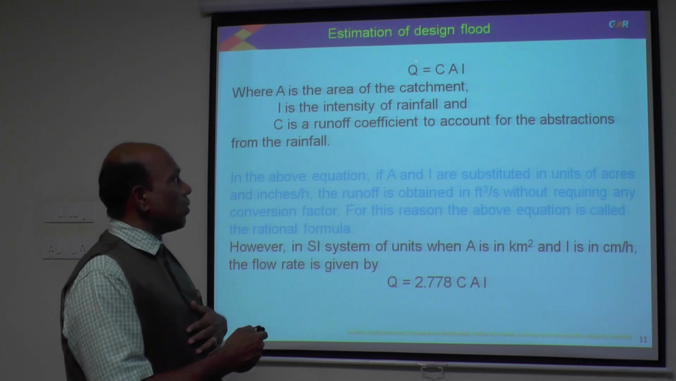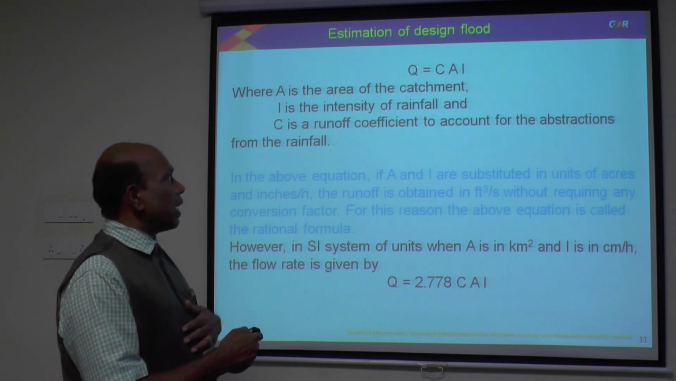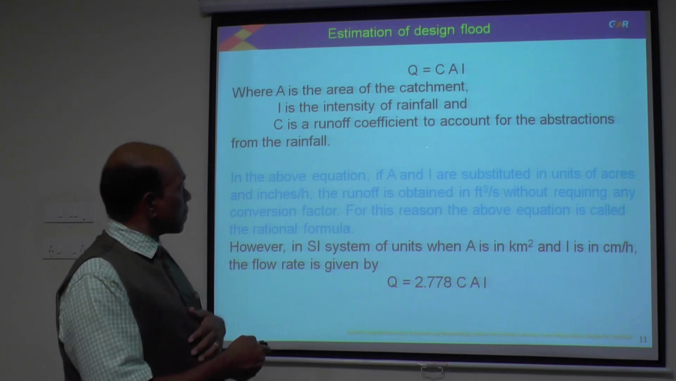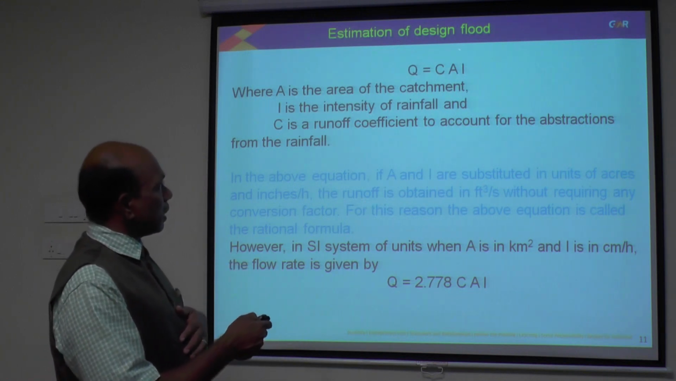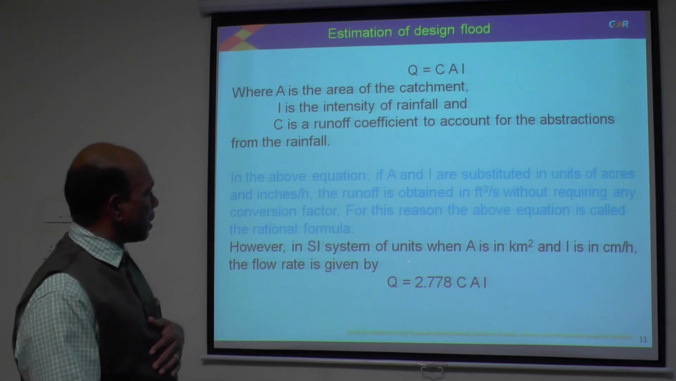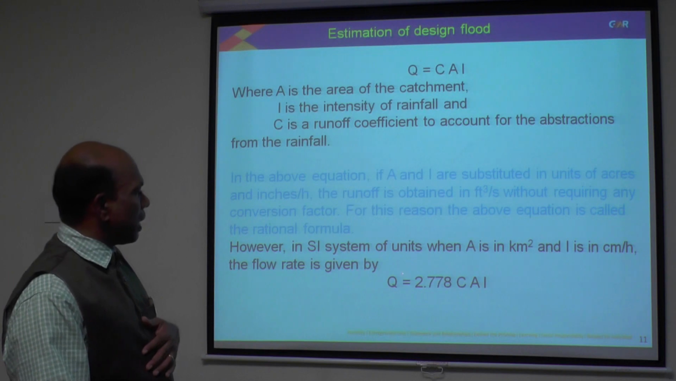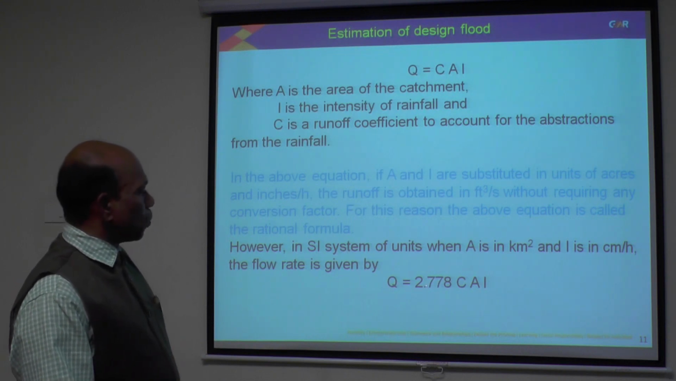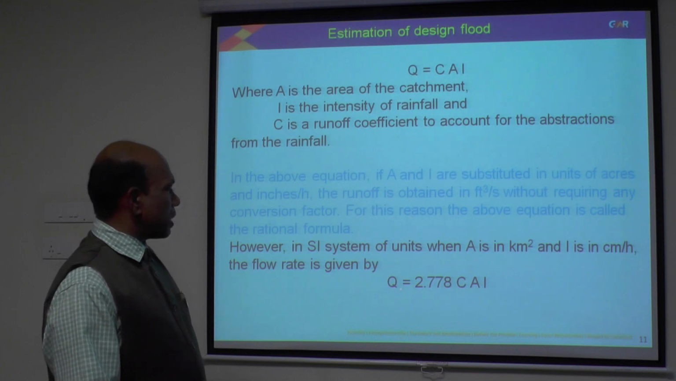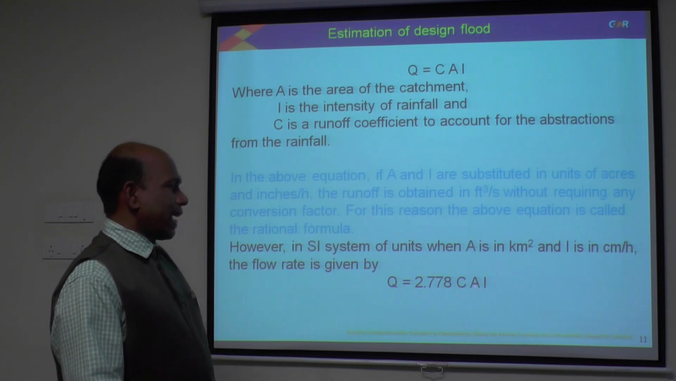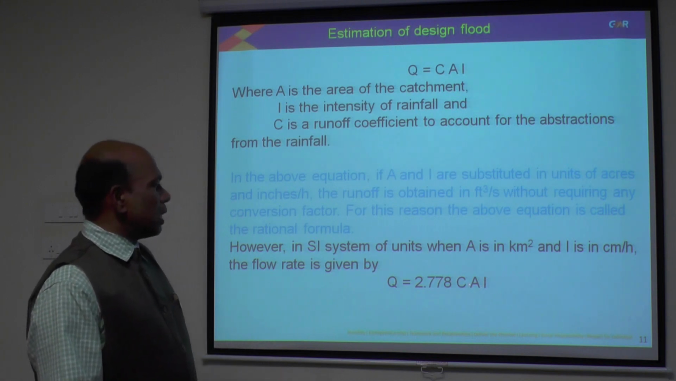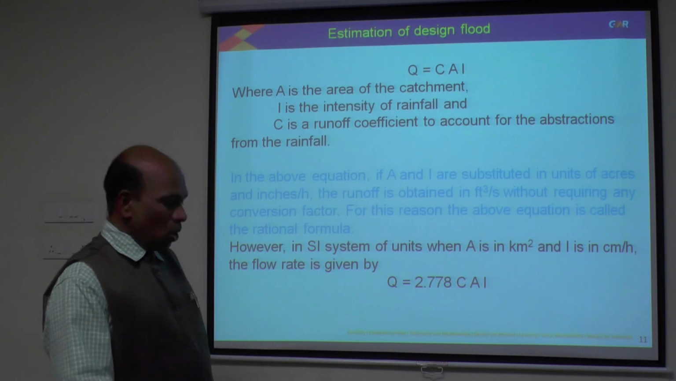Earlier we denoted this in meter cube per second. Here it is denoted in cubic feet per second. Right, this is the standard formula in FPS units, and it can be converted into SI units. Then Q is equal to 2.778 CAI. Here Q is in meter cube per second, A is the catchment area in square kilometers, I is the intensity of rainfall in centimeters per hour, and C depends on the catchment, with no units.